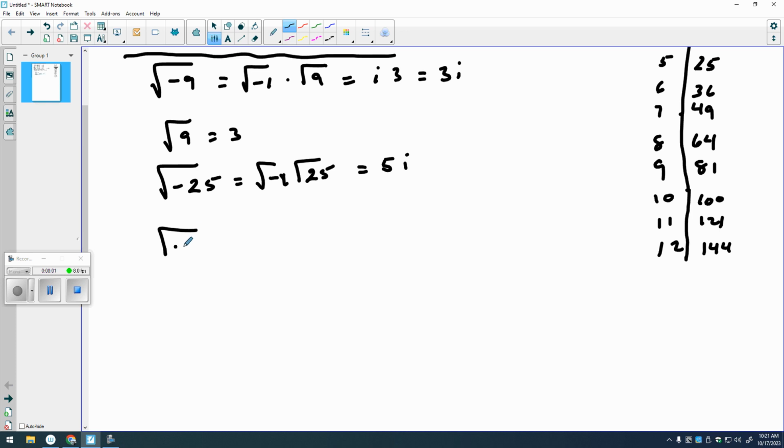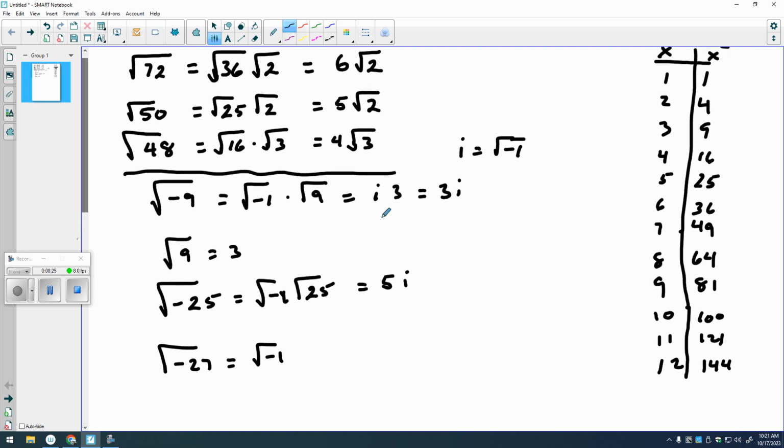What is the square root of a negative 27? Maybe hit pause on the video and give it a try. Okay, I'm going to split this up into the square root of negative 1. Now, 27. These were perfect squares. This is not. So I go back to what we did in the top part. What perfect square goes into 27? 25 doesn't, 16 doesn't, but 9 does. So I'm going to change 27 into 9 times 3.